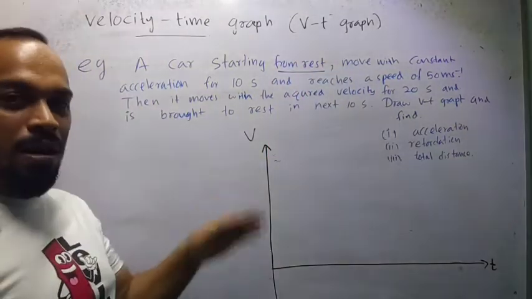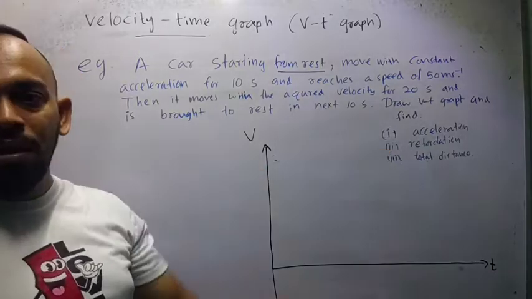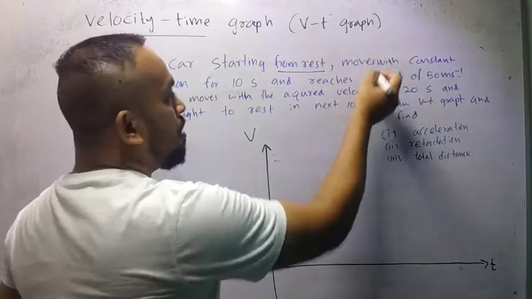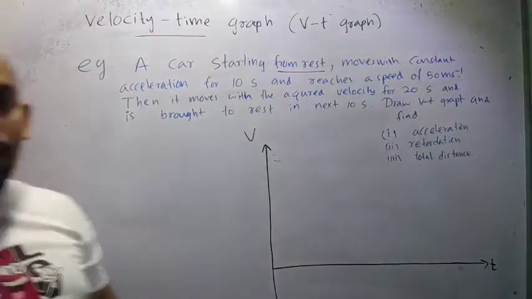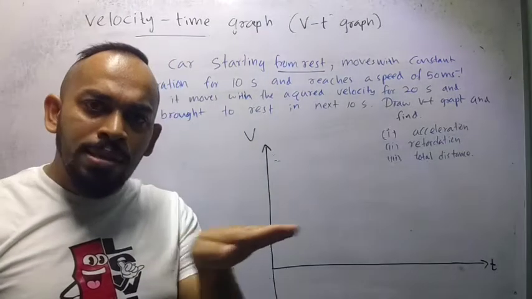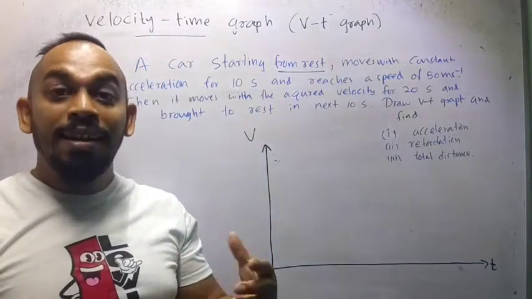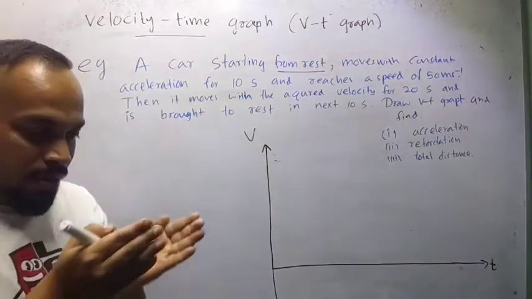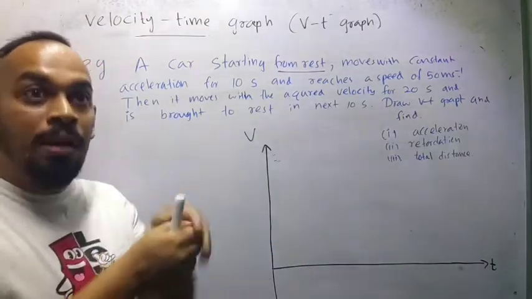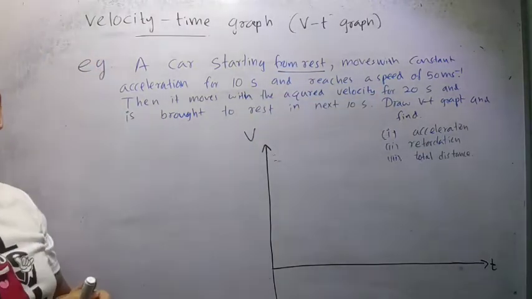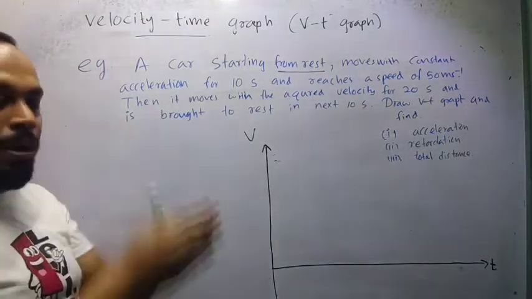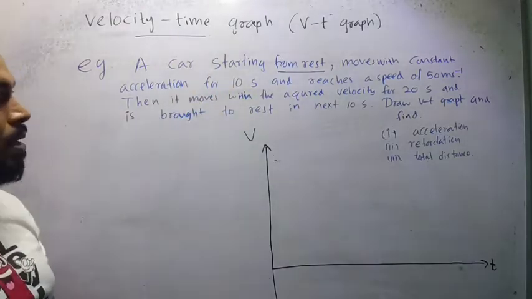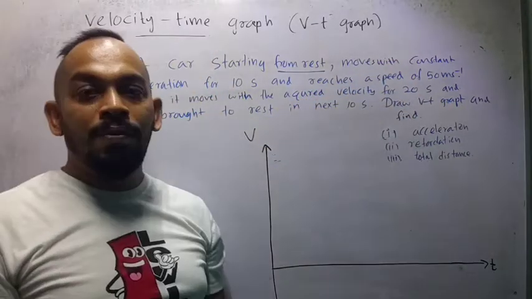It starts from rest and moves in some direction. It moves with constant acceleration for 10 seconds. A car can't move from 0 without acceleration, so there must be an acceleration. It moves with constant acceleration for 10 seconds and reaches a speed of 50 meters per second.